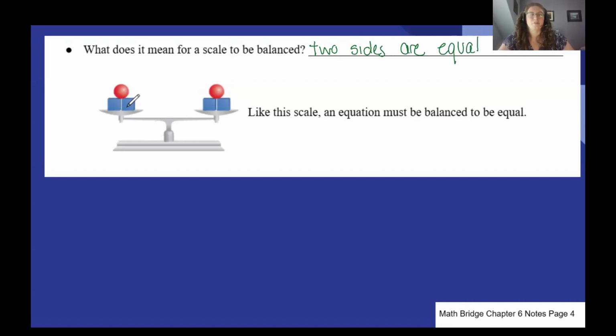Right? I have two blue squares and a red ball on this side. I have two blue squares and a red ball on this side. So just like this scale is balanced, an equation has to be balanced, right? So if I have 2 plus 1 equals 3, it's balanced. 2 plus 1 is 3. 3 equals 3. Right? Just like this red ball and two blue blocks weighs the same as this red ball and two blue blocks.